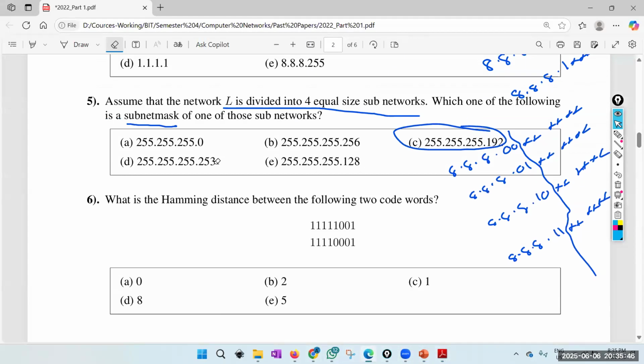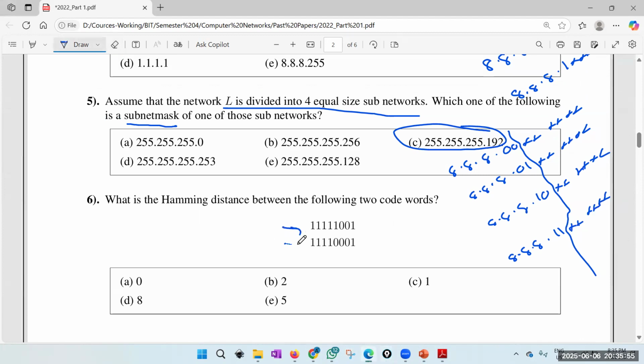So the question. They have given you two codes. This is my two codes. The question is Hamming distance. Even kids can answer this. Hamming distance is how many bits have been changed. This is not changed, this is not changed, this is not changed, this is not changed. This is changed. This is not changed, this is not changed, this is not changed. So only one bit has changed, 1 to 0. Therefore, the Hamming distance is 1.